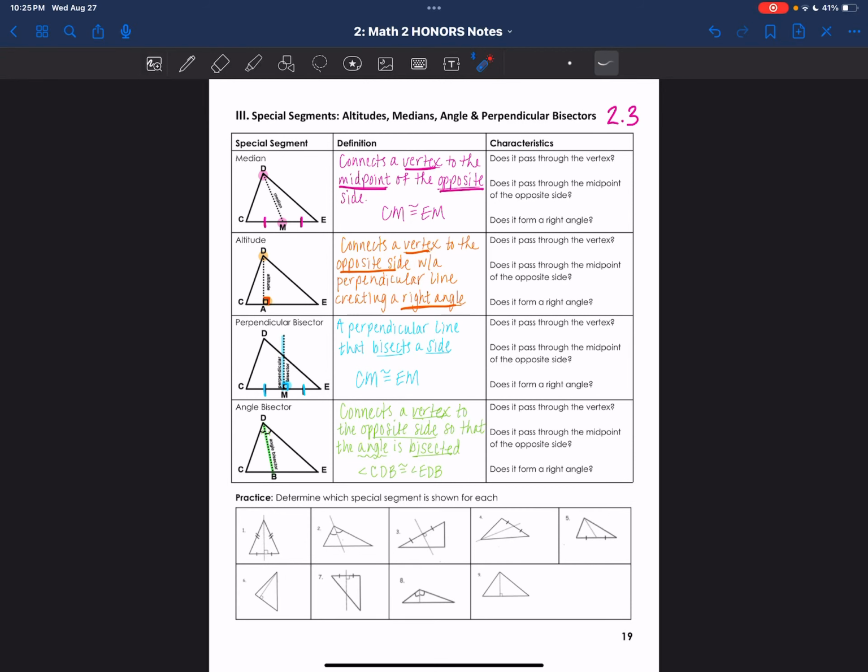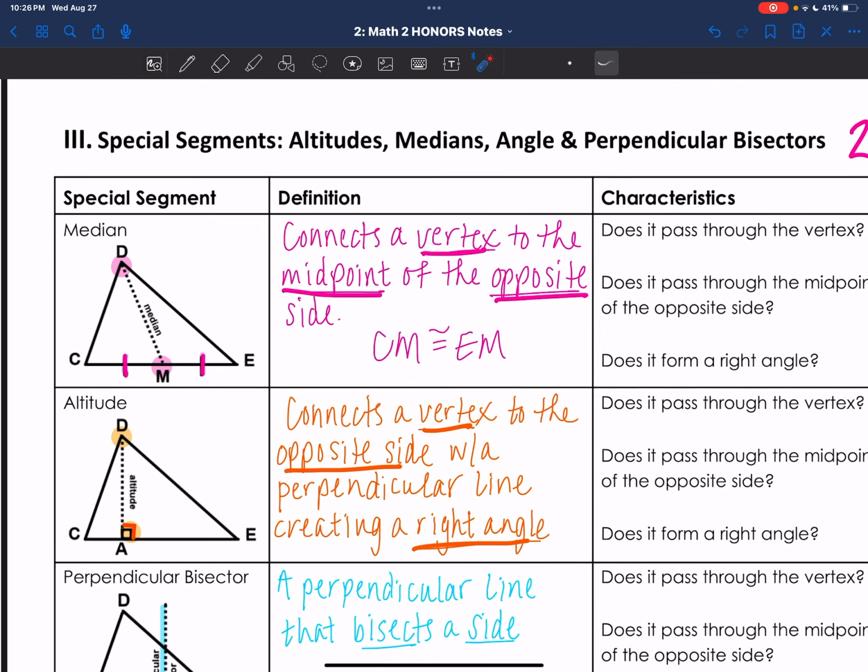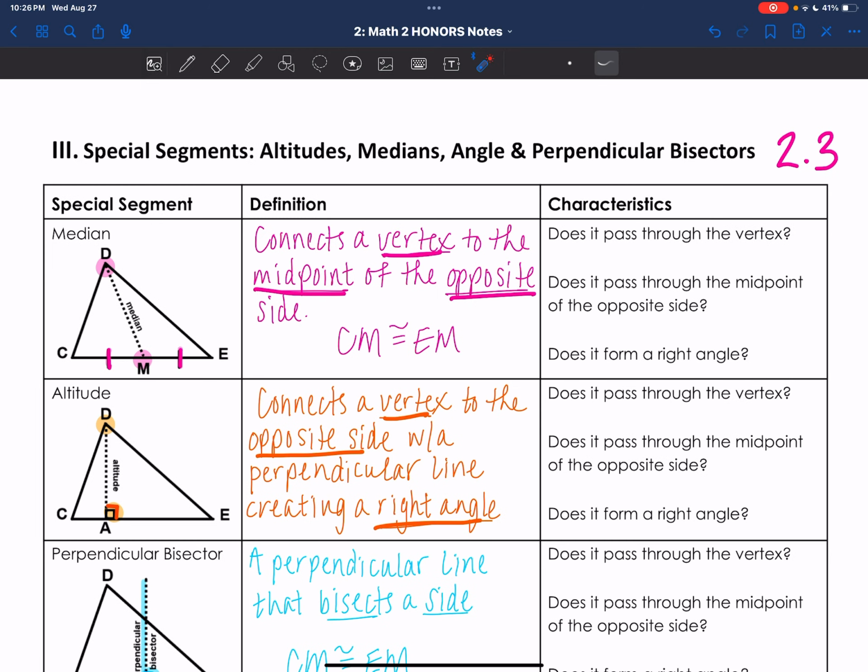All right, what we're talking about today are special segments, and so that would be altitudes, medians, angle bisectors, and perpendicular bisectors. So let's get started with this. First we're going to start with median. One type of special segment is a median, and a median connects the vertex to the midpoint of the opposite side.